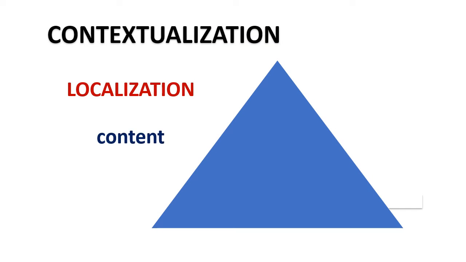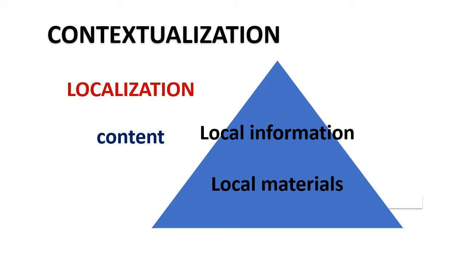Why? So localization is relating curriculum to our local content, which is the local information and local materials. When we say local information, these are facts found in our locality. Materials, these are the authentic tools, equipment, or learning resources that we can find in our classroom, in our school, in our locality, or in our community. So this is contextualizing the content, meaning we localize.